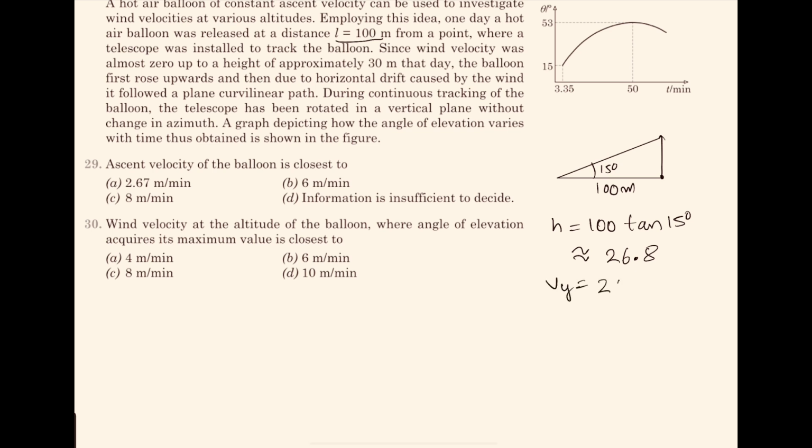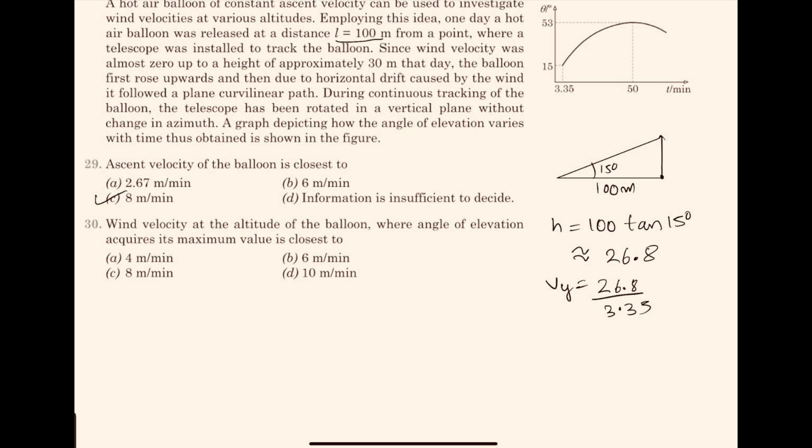So using this we can now calculate the velocity of the rise. The velocity of the rise would be 26.8 divided by 3.35. So this would give us around 8 meter per minute. Approximately this would be the velocity of ascent.